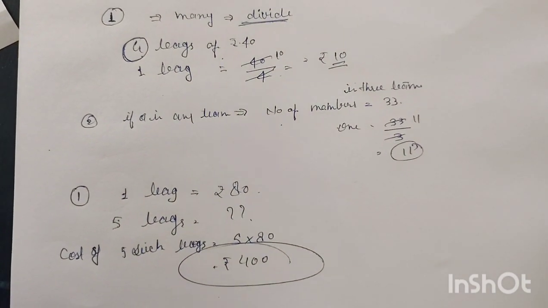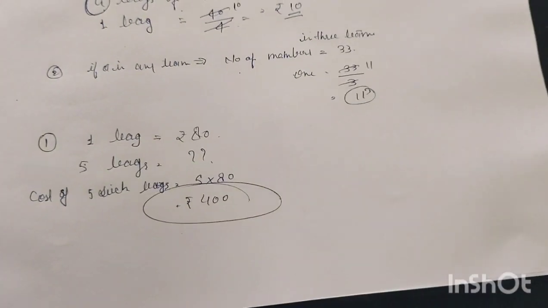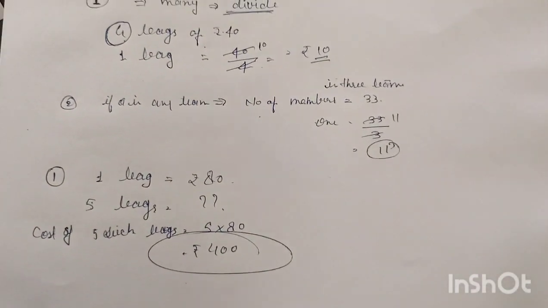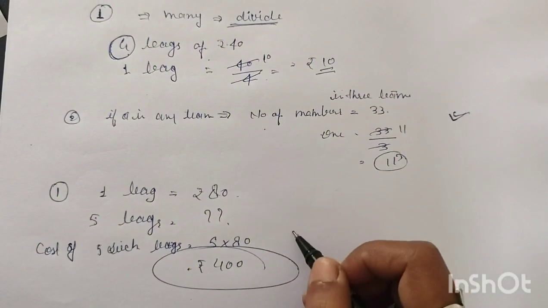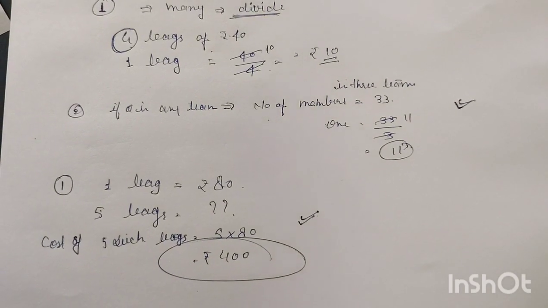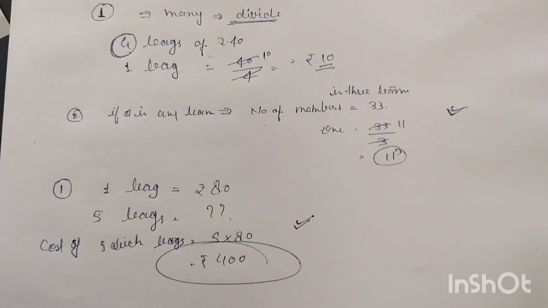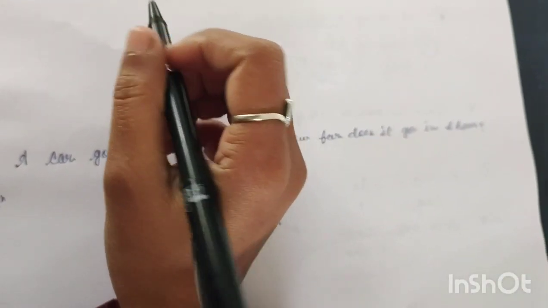In this way we can solve this chapter, and in this chapter only 2 methods we are using, which are division and multiplication, right? So I hope you understood how to find the values if we are having one and if we are having many, right? Okay, let's take another example.